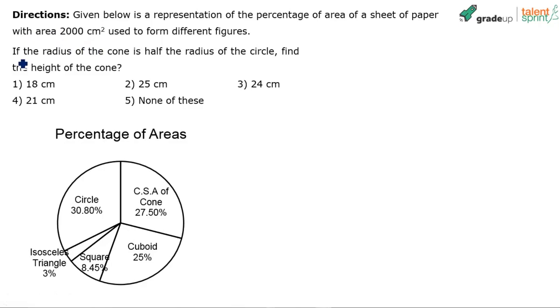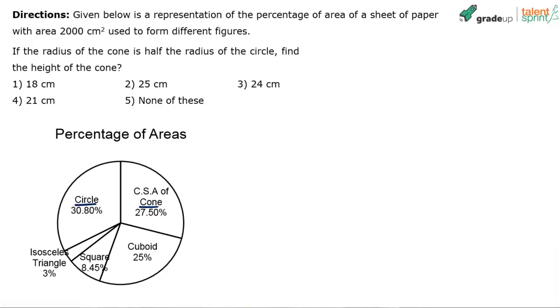Now the question here is this: if the radius of the cone is half the radius of the circle, find the height of the cone. So there is a cone involved here and there is a circle involved here. He says the radius of the cone is half of the radius of the circle, find the height of the cone. I'll leave you with this question for 1 minute.